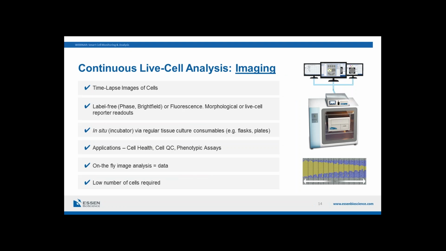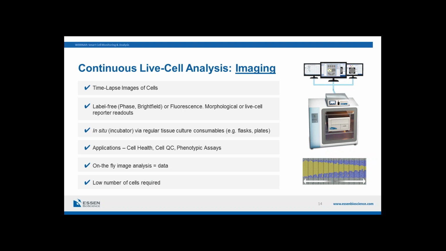Let's now talk about the imaging approach. Again, this will hopefully be obvious to many, but this approach involves taking time-lapse images of cells using imaging devices or microscope systems that are housed within environmentally controlled chambers in order to keep the cells happy and healthy. You can make label-free measurements from cells using phase contrast or bright field microscopy, or you can use non-perturbing fluorescent probes in order to measure other parameters from cells, which I'll talk more about in a moment.